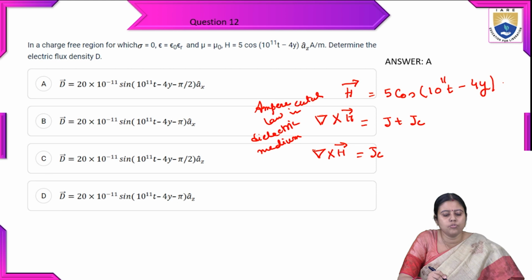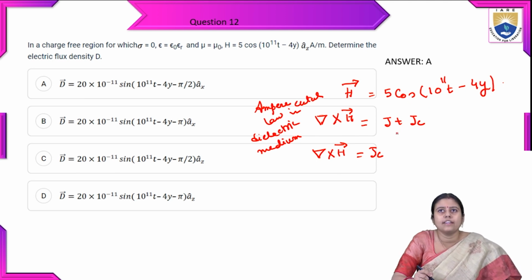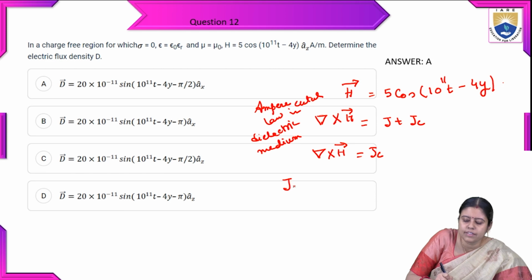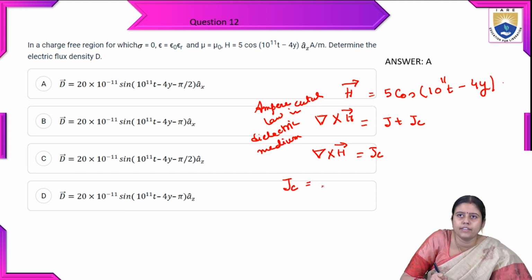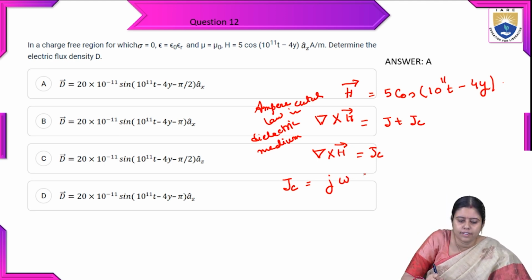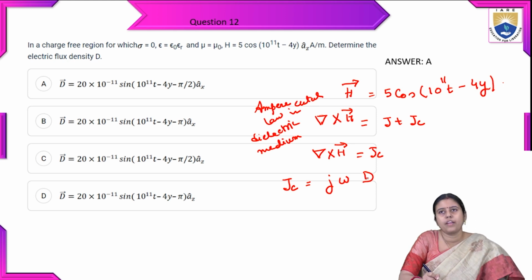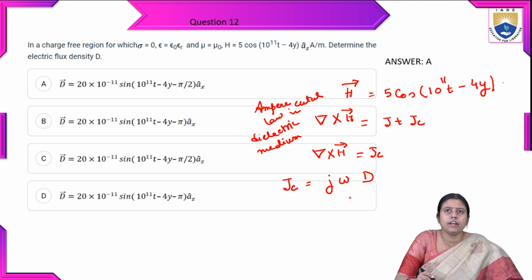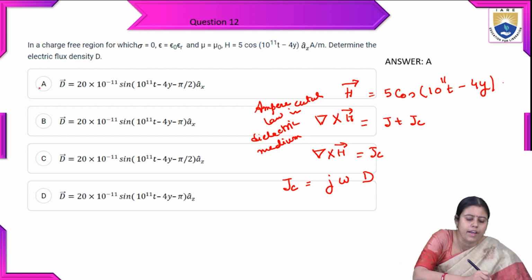So grad cross H, we can solve it. Grad means del by del, so if we solve it, we will get the value of H. Now, we also know JC, the current density, is nothing but j omega into D. So from here, if we solve this equation, we can calculate the value of D. If we solve this, we will get the value, which is A.